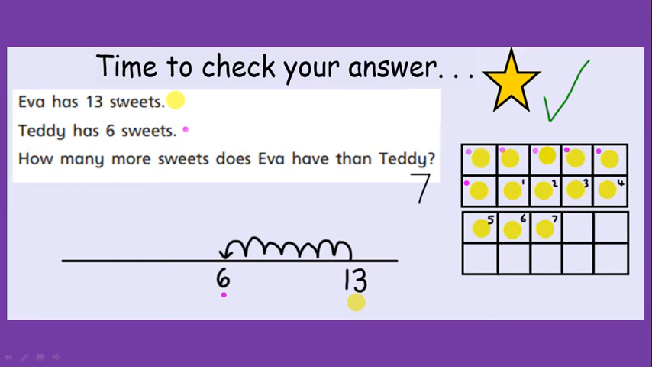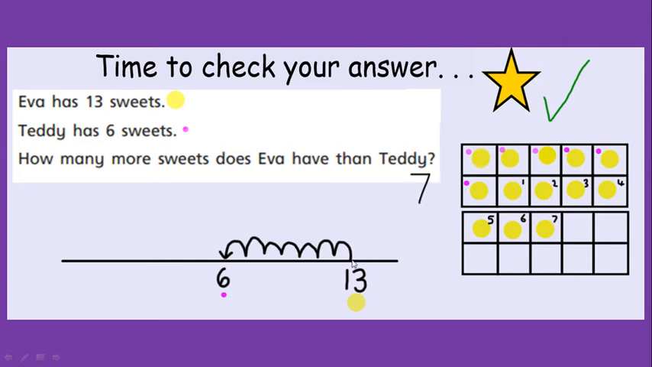So, time to check your answer. So, Eva has 13 sweets, and I've coloured Eva's sweets in yellow. And you can see I've got 13 yellow sweets on these tens frames. Teddy has 6 sweets. I've coloured his 6 sweets in pink. How many more sweets does Eva have than Teddy? So you can see here I've actually labelled with numbers the amount. So there's 1 more, 2 more, 3 more, 4 more, 5 more, 6 more, 7 more sweets Eva has. And I've written my answer 7.